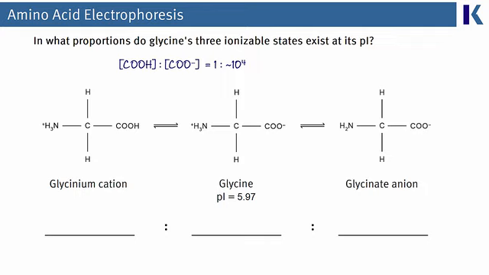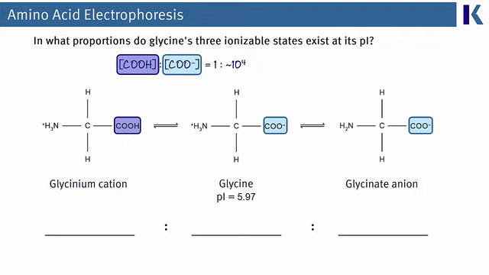Which of these contains the carboxyl group? Only glycinium cation has the COOH group. The 2 other ionizable states have the carboxylate ions. This means that a ratio of glycinium cation to both glycine and glycinate anion should be 1 to 10,000. So we should have 10,000 times more of the middle and right molecule than of the left one.